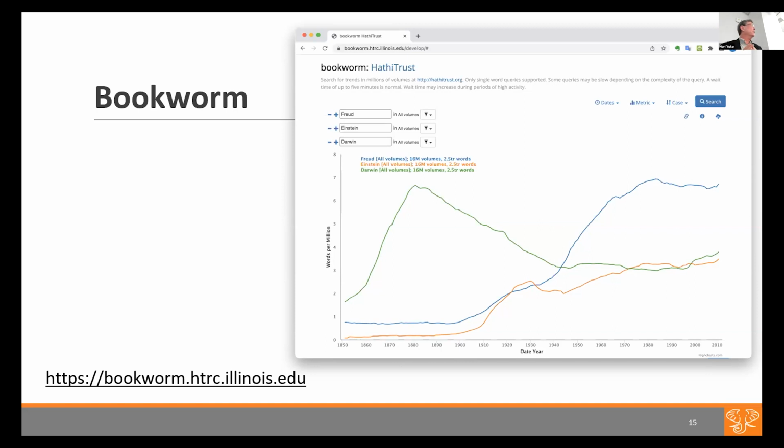We can facet the search against different aspects of the catalog record. So we can do different genres, different countries of publication, and so on. This example here is the use of the word Darwin. It's Darwin, Einstein, and Freud as found in the text over time. So you can see different patterns. It runs a bit slow, but it does work.